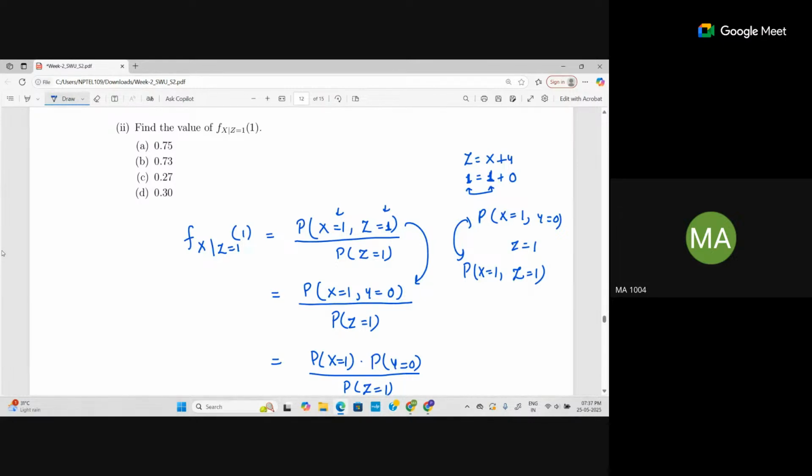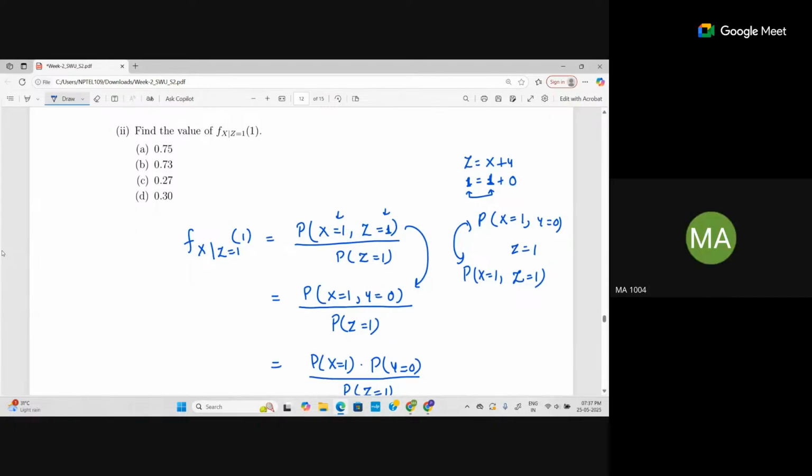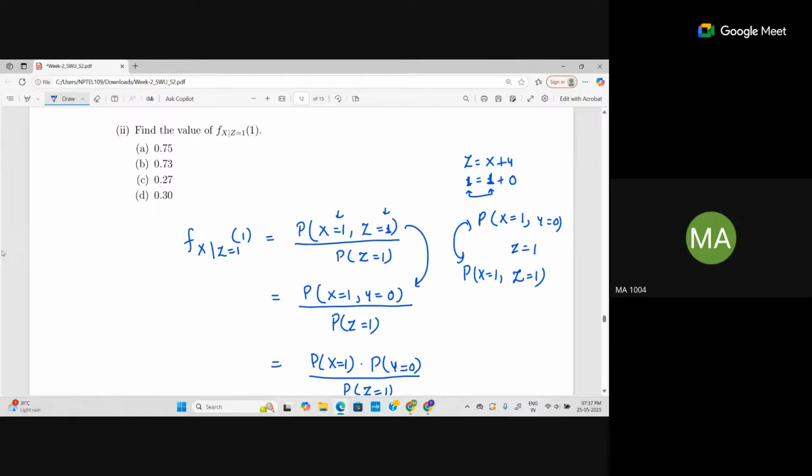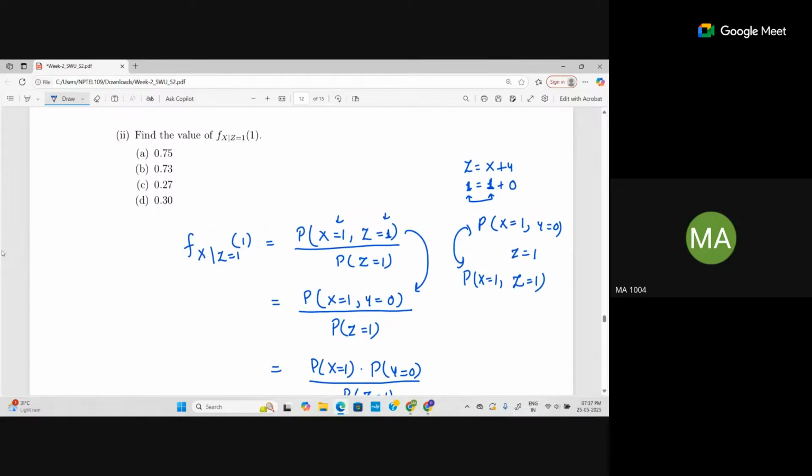Now do you understand? If in case you are given the joint PMF and you have to find the value when Z is equal to 1, then you see in the table the value of X and then the value of Y, and we see the common part.